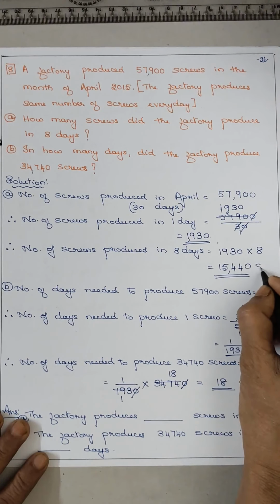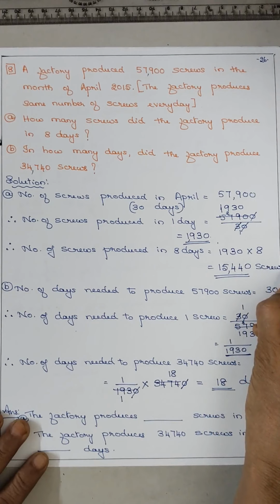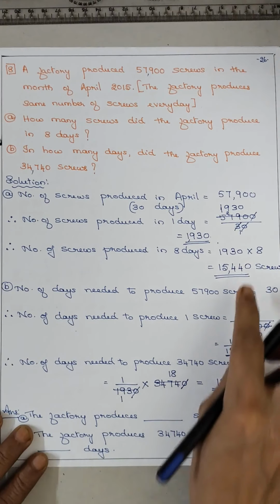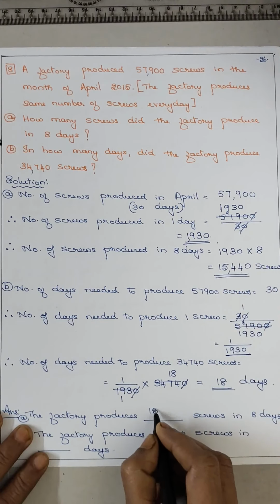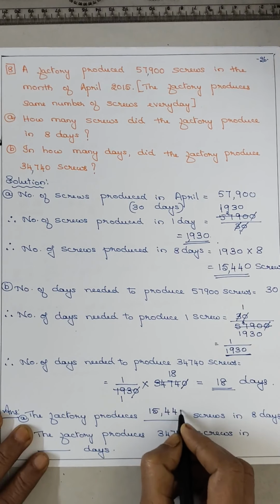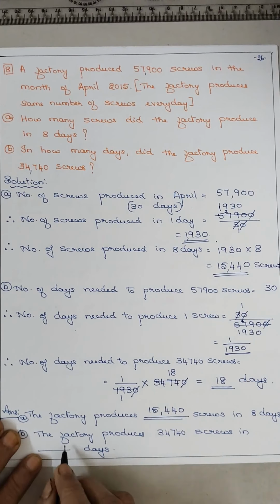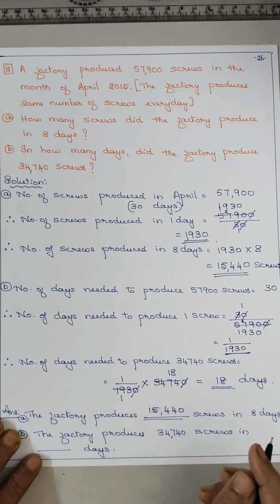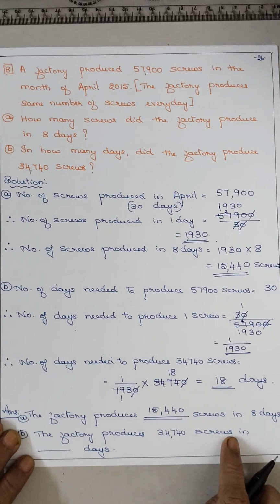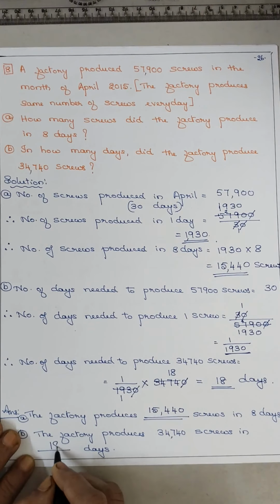This is the number of screws. So the factory produces 15,440 screws in 8 days. The factory produces 34,740 screws in 18 days.